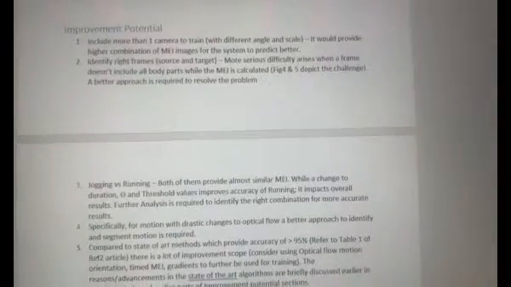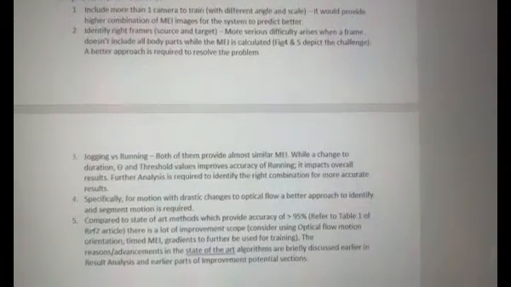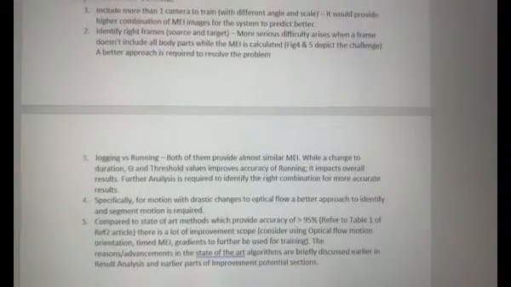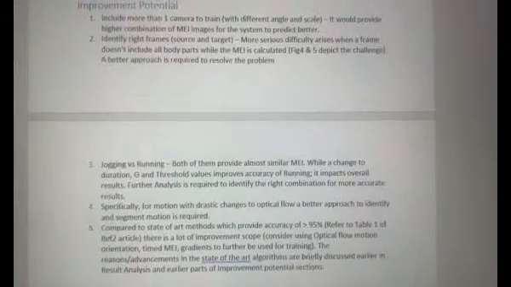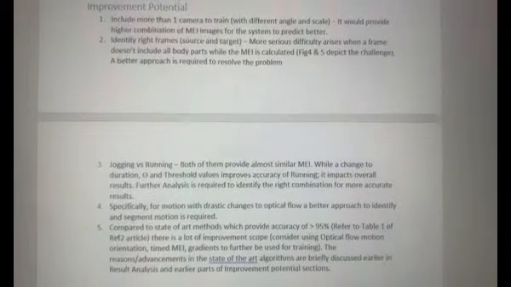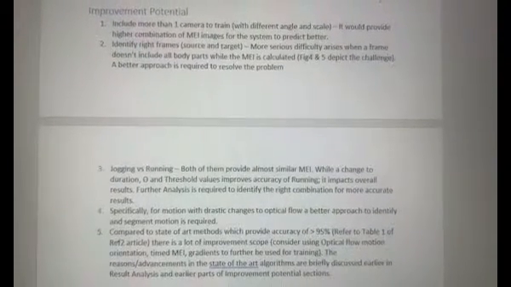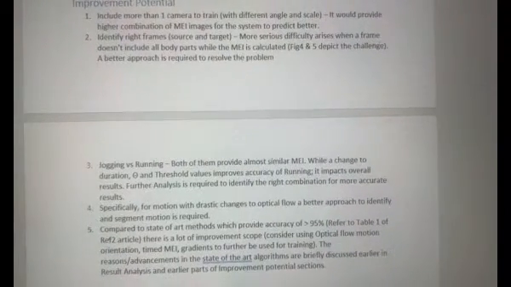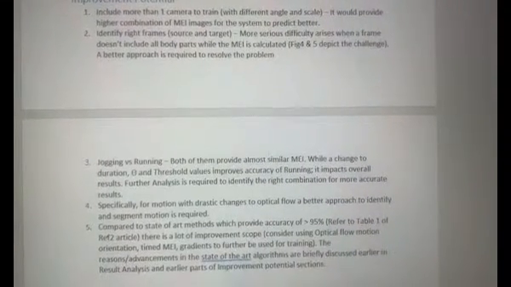That brings me to the improvement potential. I believe having more than one camera to train would definitely improve the accuracy of my model. In addition, what I have seen is that a different value of theta and threshold significantly changes the binary image, and a careful choice or probably a correction of the theta or threshold will also help improve my accuracy.